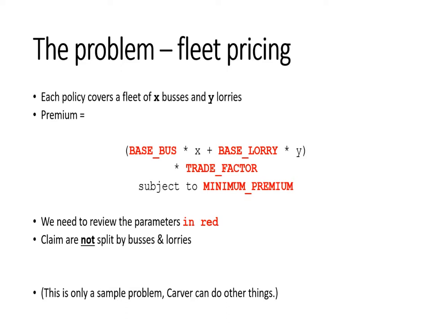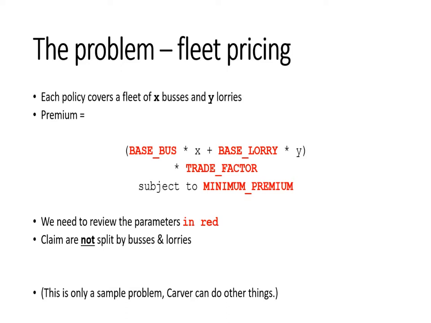And the premium is derived as a base premium for buses multiplied by number of buses, plus base rate for lorries multiplied by number of lorries. This gets summed together and multiplied by a trade or industry factor. And then the whole final premium is subject to a minimum premium.